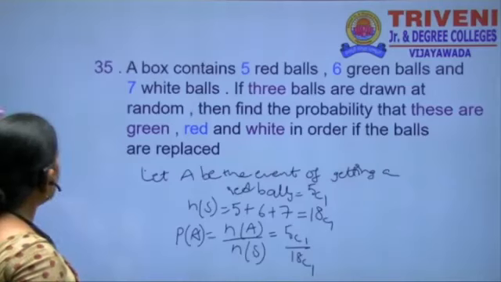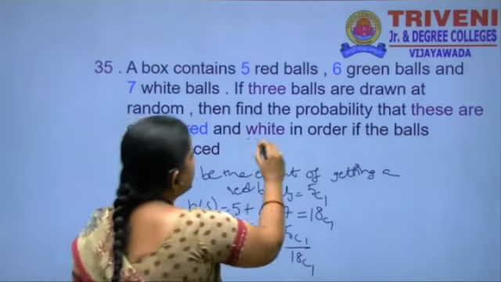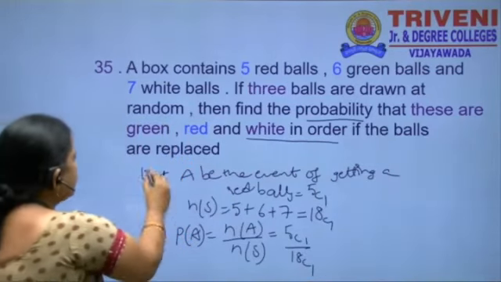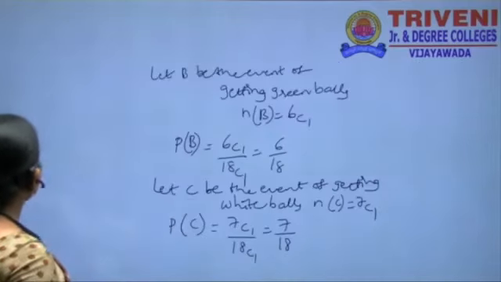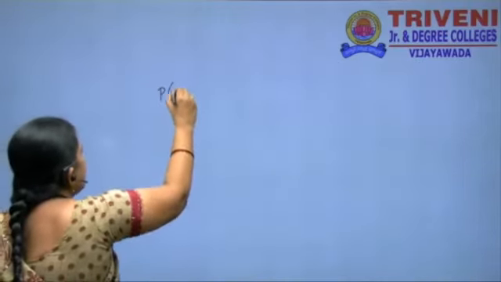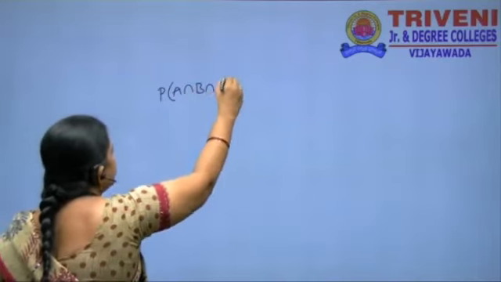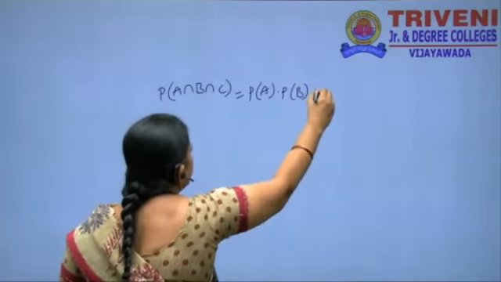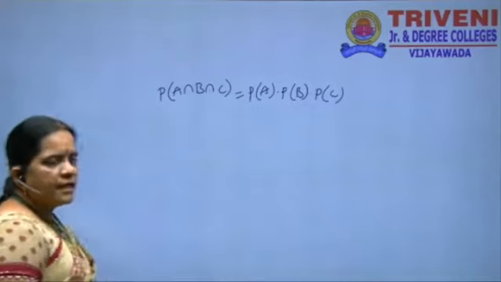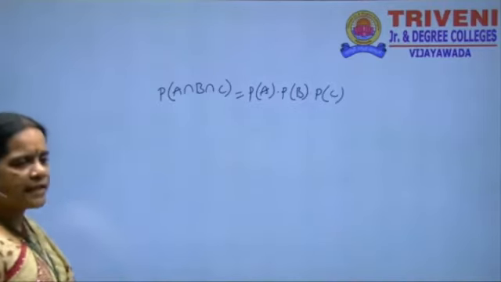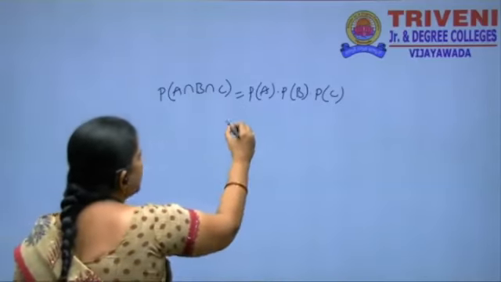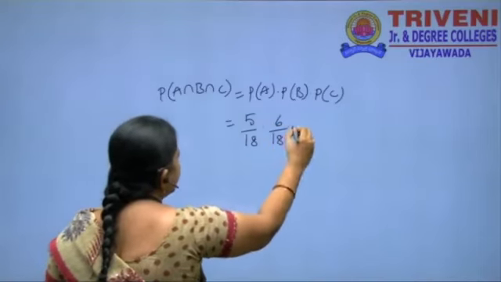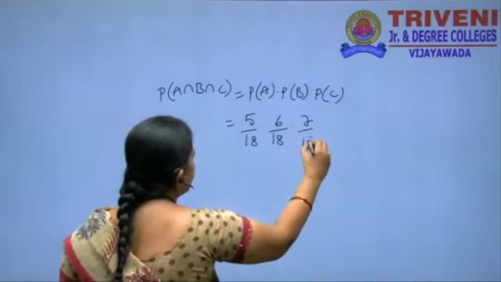Then, as given in the problem, we have to get the probability that these 3 balls come in order and are replaced. Then we have to find the value of P of A intersection B intersection C, that is equal to P of A into P of B into P of C. A, B, C are independent events. That is 5 by 18, green balls 6 by 18, and white balls 7 by 18.